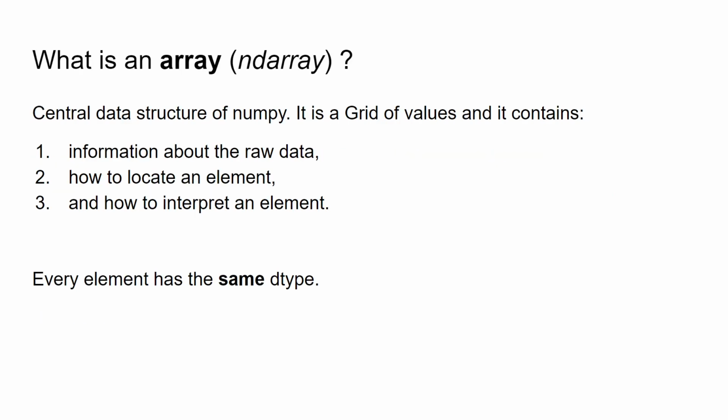So what is an array? It is the central data structure of Numpy. Essentially, it's a grid of values and contains information about the data, how to locate elements of the data, and how to interpret the elements. Please note that every element in the array needs to have the same data type.